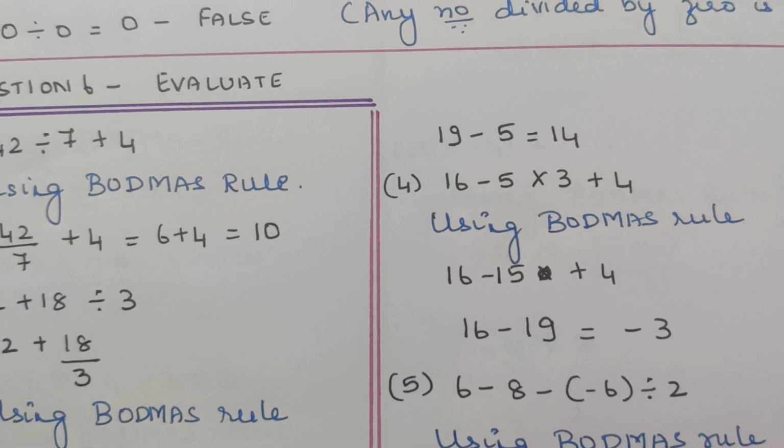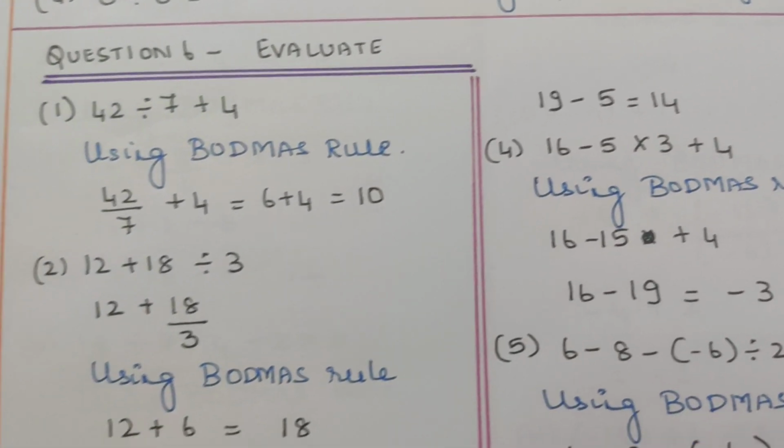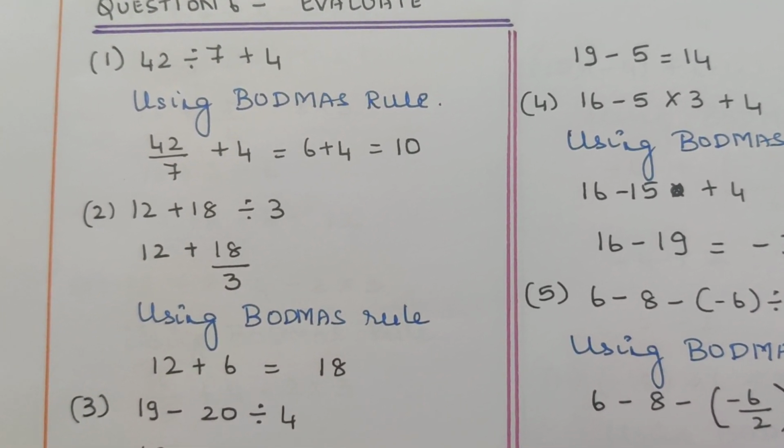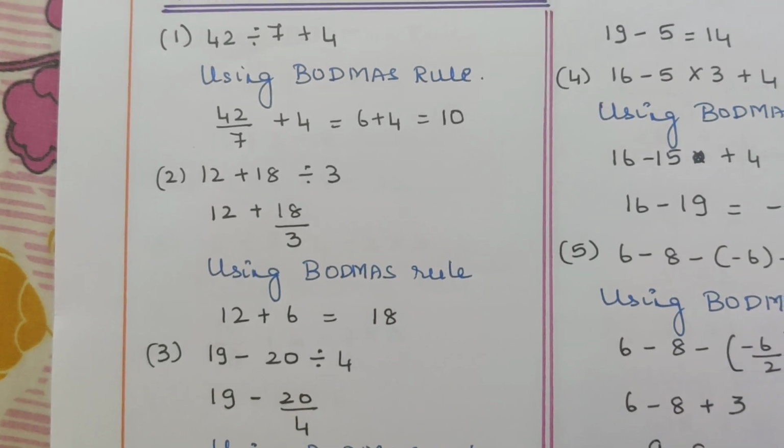So 19 minus 5 is equal to 14. So first we are using the BODMAS rule and we are trying to solve the division first, and then we move to addition or subtraction in the first 3 sums.